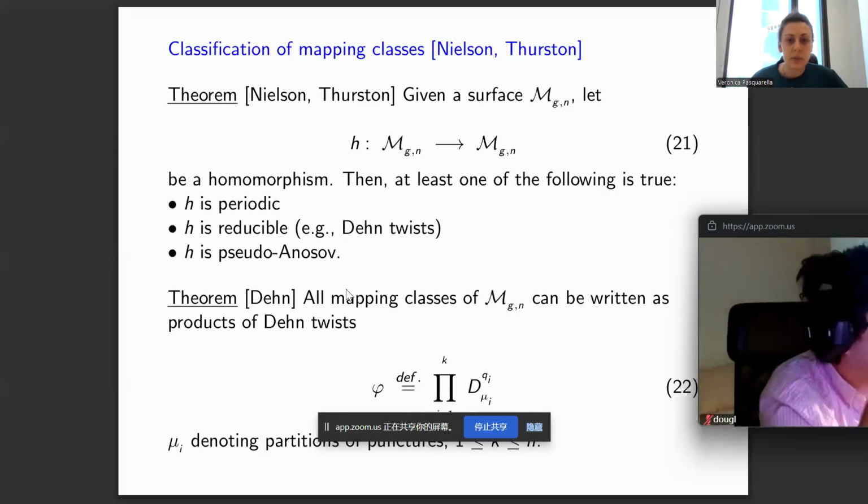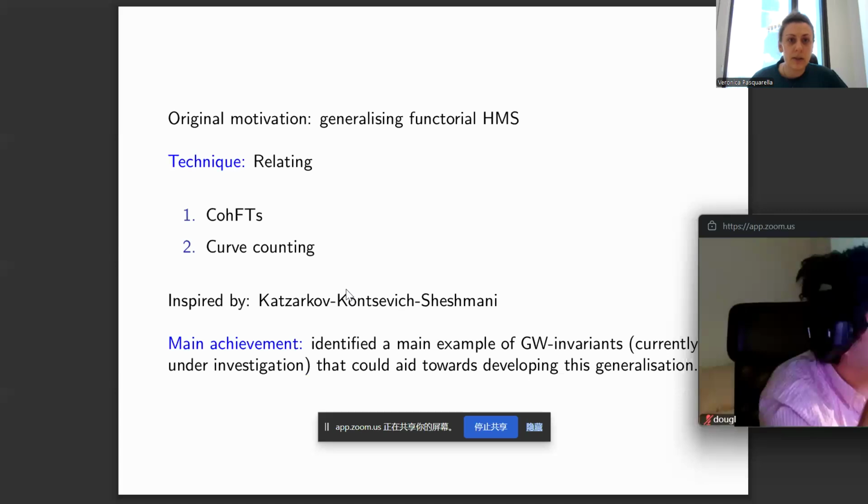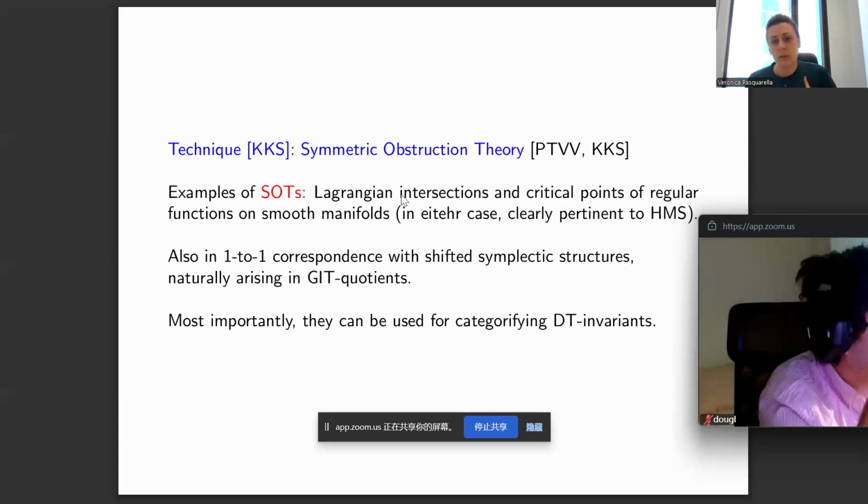And this can be seen, for example, if you consider symmetric obstruction theories. Symmetric obstruction theories are essentially a tool that connects different branches of research. For example, they arise in the context of homological mirror symmetry, because they allow us to study Lagrangian intersections in symplectic geometry. But at the same time, they are very important for the calculation of Donaldson-Thomas invariants, which are an equivariant formulation of Gromov-Witten invariants for Calabi-Yau threefolds. This is because they arise as critical points of regular functions on smooth manifolds that I mentioned before.